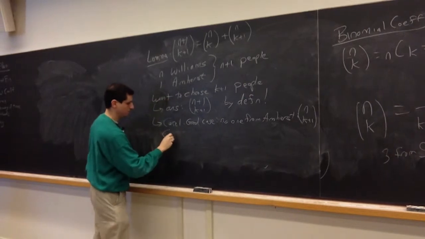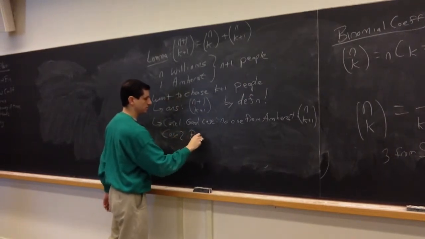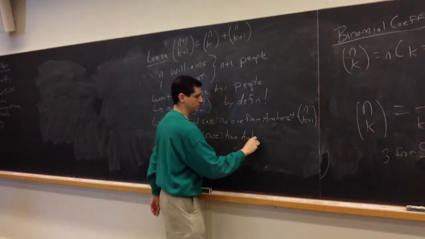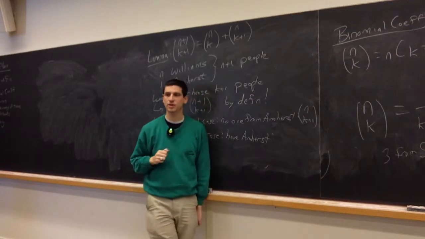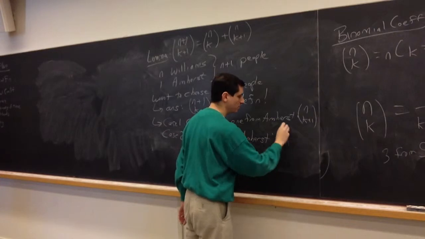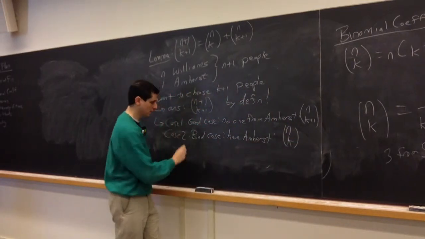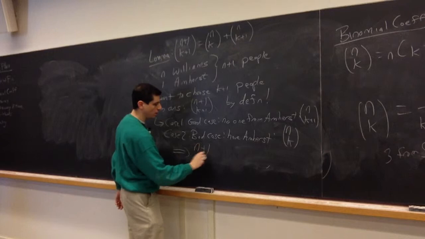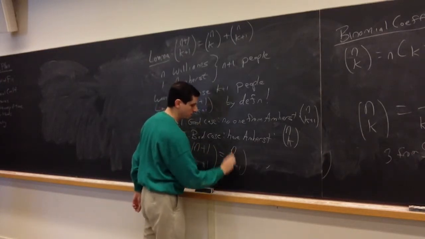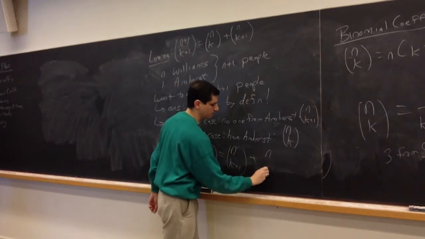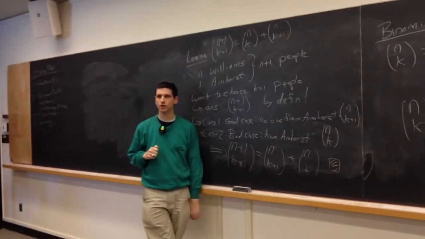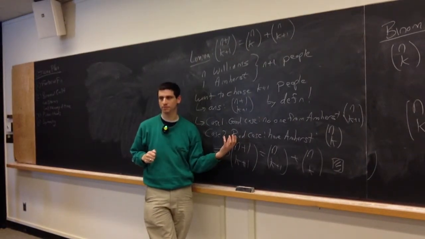Case 2, this is the bad case. Have Amherst. How many ways are there to do that? n choose k. I've already got the person from Amherst. I need k more people. Therefore, n plus 1 choose k plus 1 must be n choose k plus 1 plus n choose k. And there's our answer. So this is a great way to solve the problem.